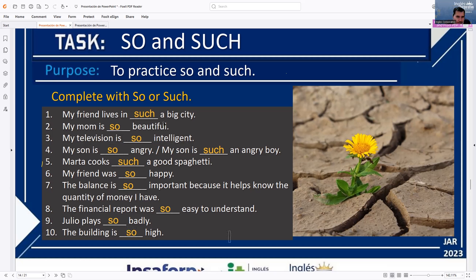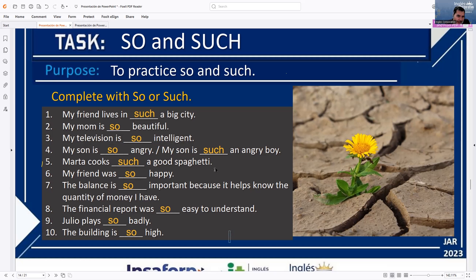My friend lives in such a big city. My mom is so beautiful. My television is so intelligent. My son is so angry. My son is such an angry boy. Martha cooks such good spaghetti. My friend was so happy. The balance is so important because it helps know the quantity of money I have.